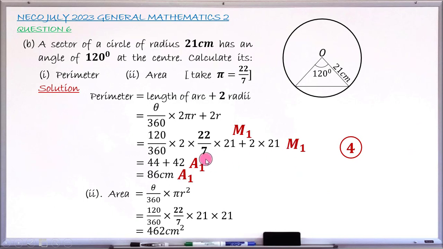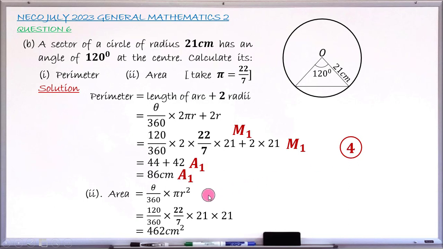Next mark is accuracy 1 mark, when you have the length of arc as 44 centimeters and the length of the two radii as 42 centimeters. That gives you this accuracy 1 mark. And when you have the perimeter exactly equal to 86 cm, that gives you this accuracy 1 mark. So this question for perimeter has a total of 4 good marks.